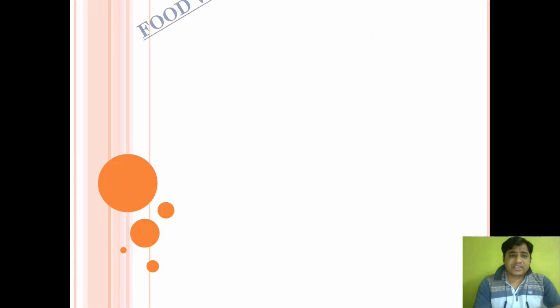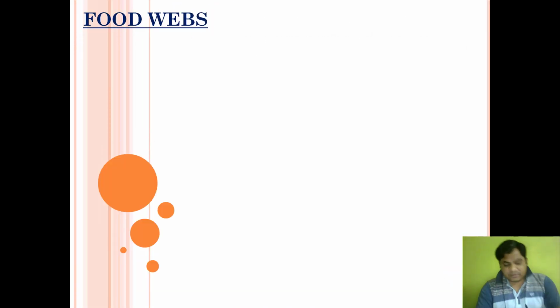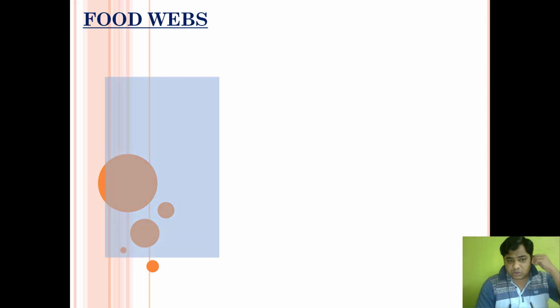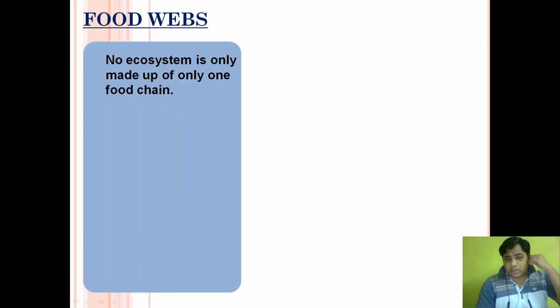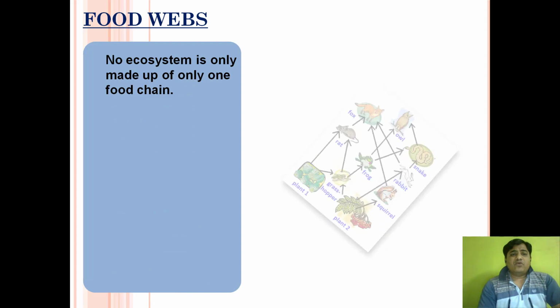Now we can easily understand what a food chain is. So we move towards the food webs. What is a food web? No ecosystem is made up of only one food chain.